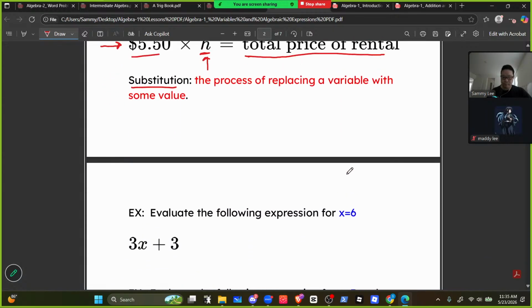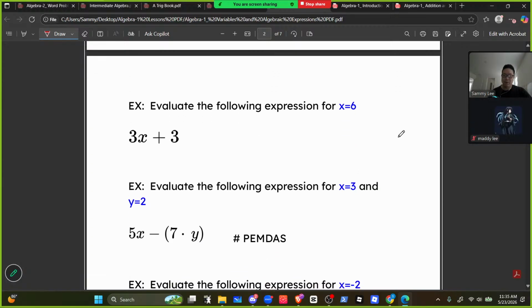Okay, so let's try an example. It says evaluate the following expression for x equals 6. Anytime you see the word evaluate, it means plug in. Try that and let me know when you're done. 21. Yeah. So 3 times 6 plus 3. 3 times 6 is 18. Plus 3, 21. Yep.